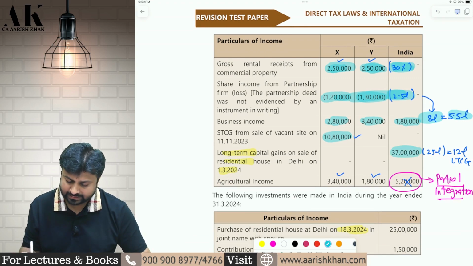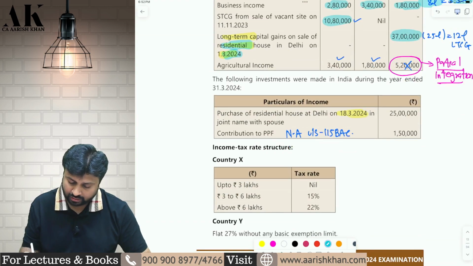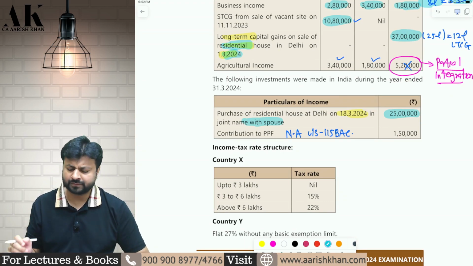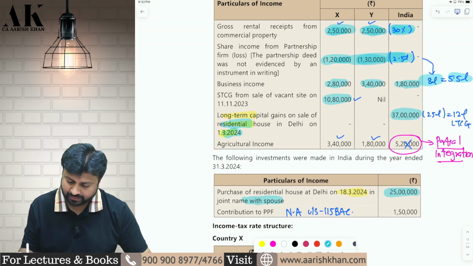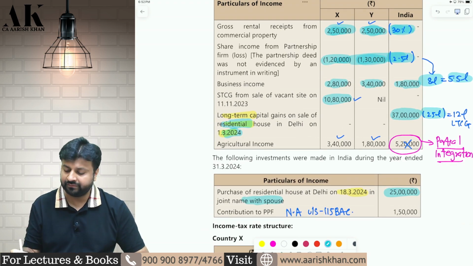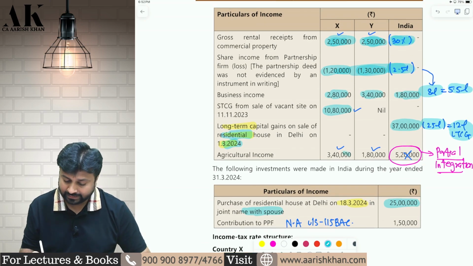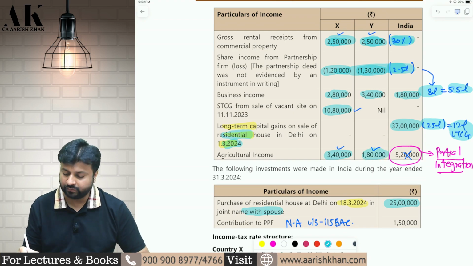Then 37 lakhs is the long-term capital gain on sale of residential house. But immediately you have purchased another residential house in Delhi in the name of spouse. Is it allowed? It is allowed, you can purchase in the name of spouse. So on this 25 lakhs you can claim exemption under section 54 and the remaining 12 lakhs will be subject to tax. It's a very beautiful question. Then 3,40,000 will be subject to tax under IFOS, and 1,80,000 will be subject to tax under IFOS.